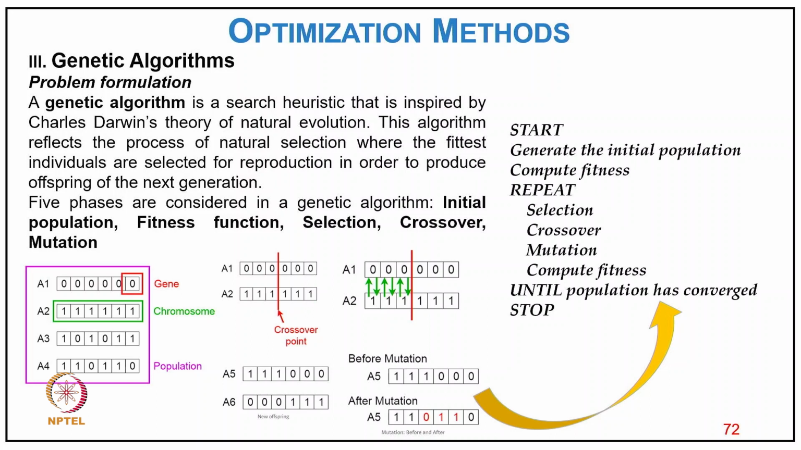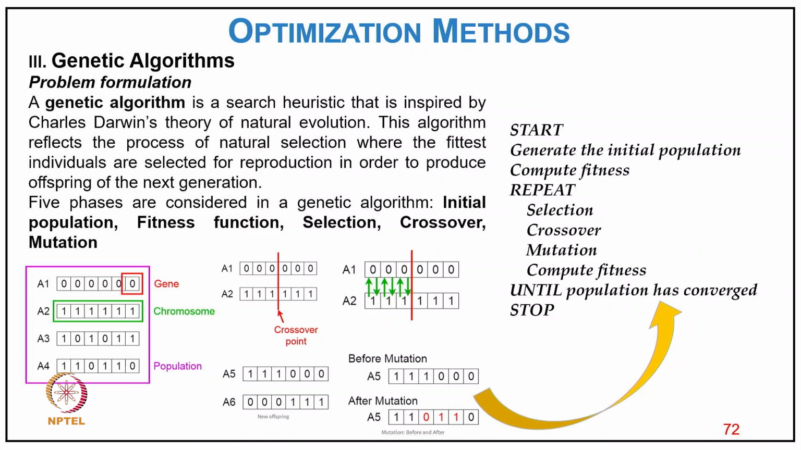So coming to the formulation for the genetic algorithm: the genetic algorithm is a search heuristic inspired by Charles Darwin's theory of natural evolution. This algorithm reflects the process of natural selection, where the fittest individuals are selected for reproduction in order to produce offspring of the next generation. Five phases are considered in a genetic algorithm: initial population, fitness function, selection, crossover, and mutation.